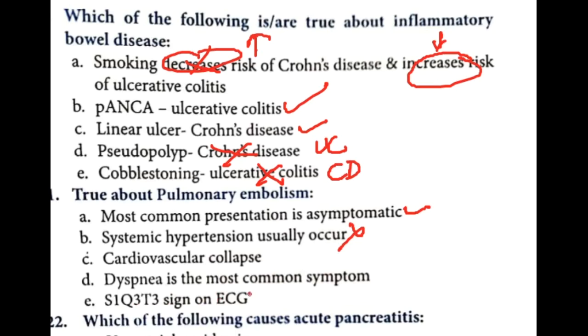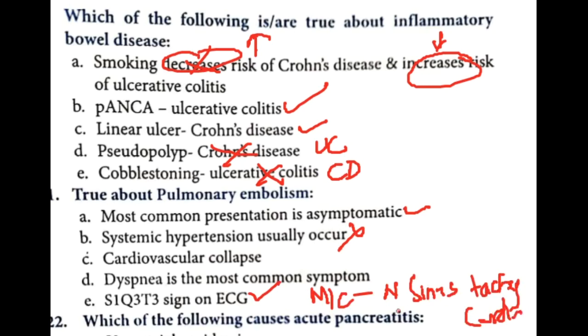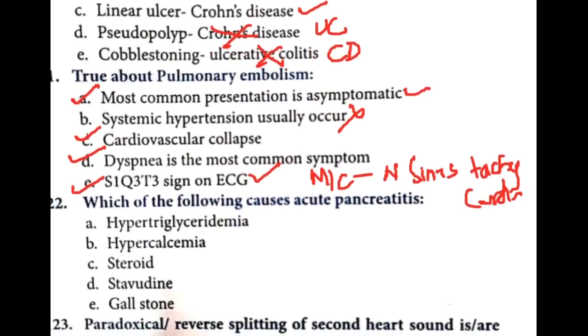S1Q3T3 is a sign on ECG. Yes, but the most common sign on ECG is normal. Sinus tachycardia is the most common abnormal sign you see in ECG, but S1Q3T3 is also seen. Dyspnea is the most common symptom. Patients will have cardiovascular collapse because of this embolism, because it will go and block the pulmonary arteries.